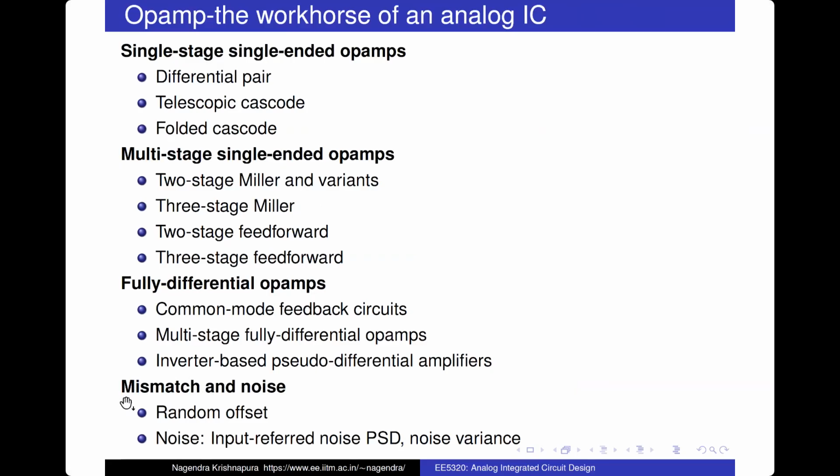And we'll also analyze mismatch and noise of op amps. I think you would have heard of offset of op amps. Ideally, when you connect an op amp in negative feedback, the input should be virtually shorted. In reality, there will be some offset between them. So the effect of that, and more importantly, how the underlying circuit affects the offset, that's what we'll look at. Okay.